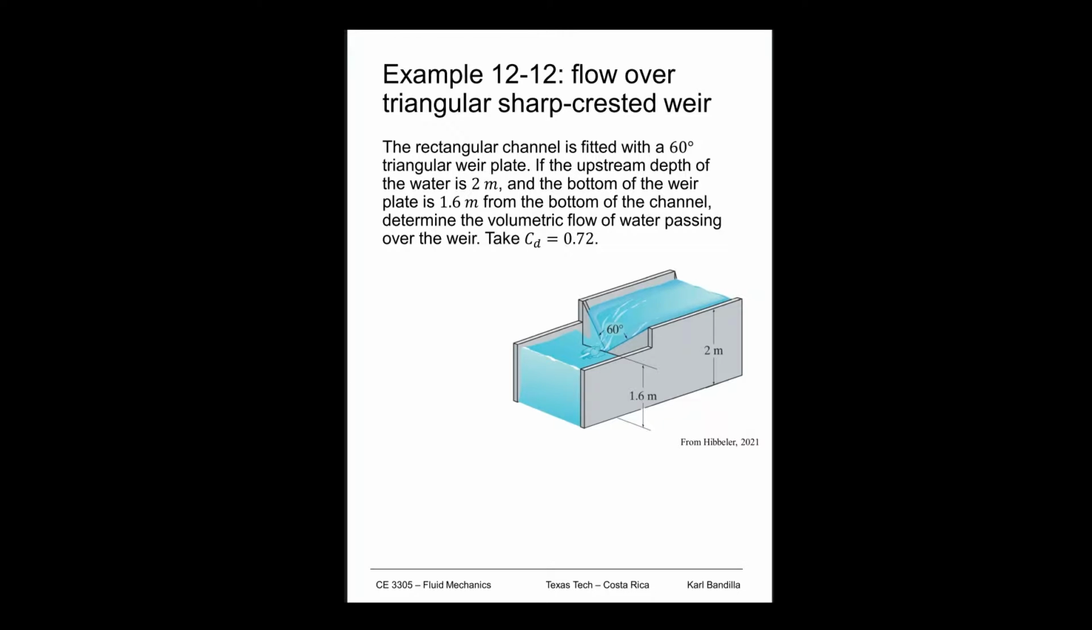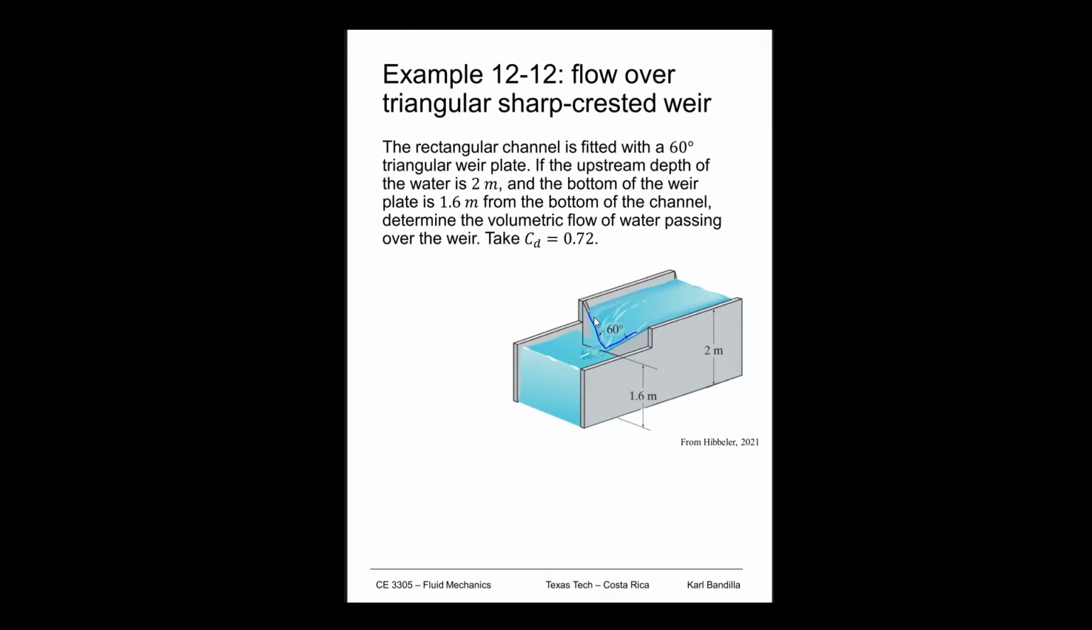This is example 12-12, flow over a triangular sharp crested weir. We see our triangular shape right here. And so we have the flow going over this triangular cutout in the plate. We're given the overall upstream depth, and we're given where the tip of the cut in the plate is. And we are asked to find out what the volumetric flow of water passing over the weir is, and we're given our coefficient.